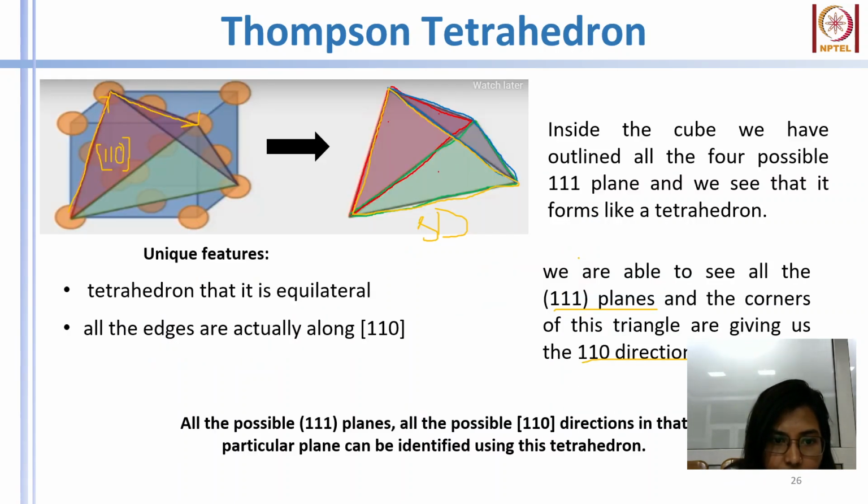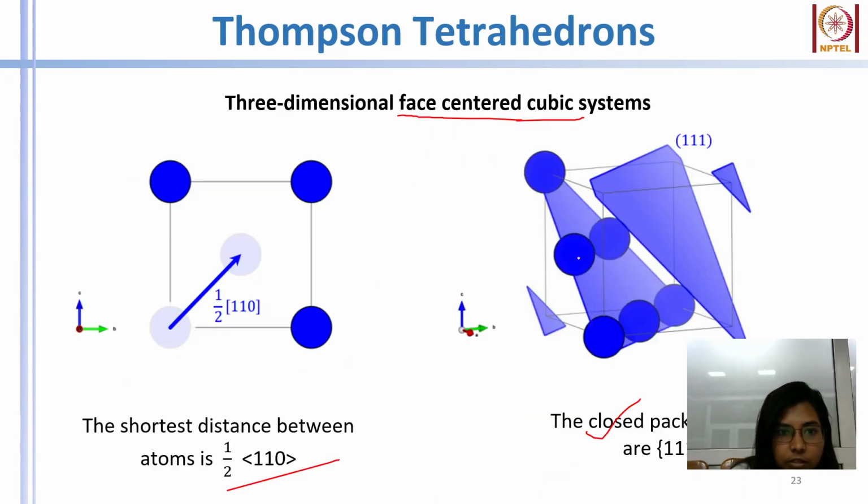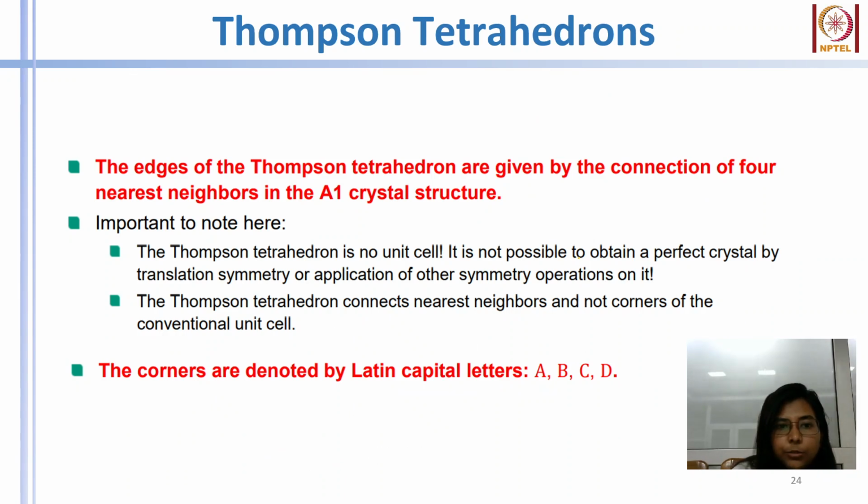So we learnt about this Thomson's tetrahedron. The edges of the Thomson tetrahedra are given by connection of the 4 nearest neighbors. The important thing to note about Thomson's tetrahedra is, first, that it is not a unit cell. It is just a concept. It is not possible to obtain a perfect crystal by translation, symmetry, or application of other symmetry operations on it.